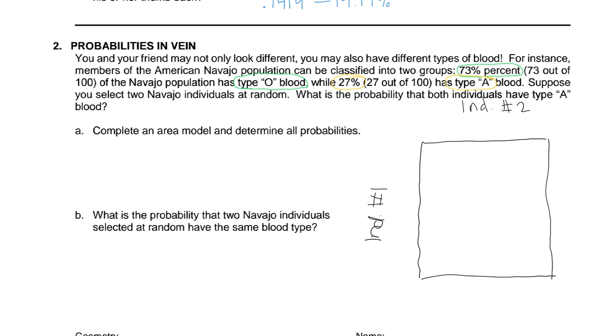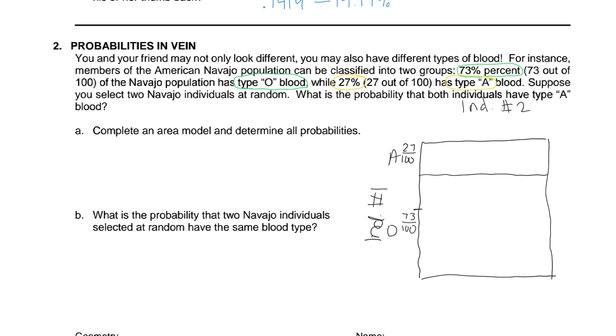So for individual number 1, it's going to be for type A blood. If we go back up and look at which percentages go with which, type A blood is going to be 27%, and O would be 73%. So I'm going to start with the 73%. If this was about halfway, then I would say 73 is about 3/4 of the way up, so probably right here. So this bottom part would be type O, and that's 73 out of 100. That means that A is going to be up here, and that's going to be 27 out of 100.